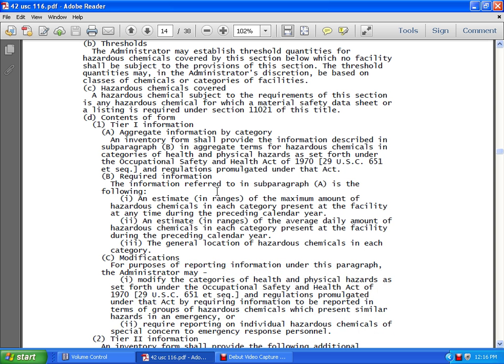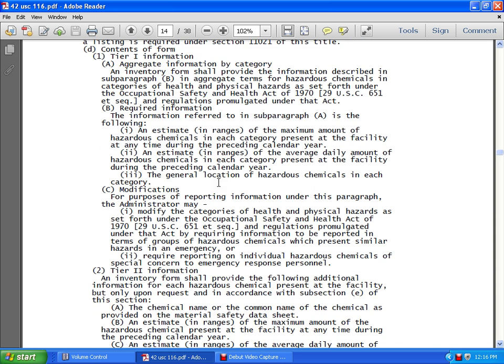(C) Modification. For purposes of reporting information under this paragraph, the Administrator may modify the categories of health and physical hazards set forth under the Occupational Safety and Health Act of 1970 and regulations promulgated under that Act by requiring information to be reported in terms of groups of hazardous chemicals which present similar hazards in an emergency, or (2) by requiring reporting on individual hazardous chemicals of special concern to emergency response personnel.